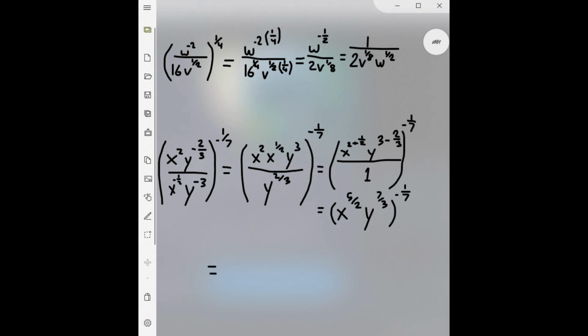And then, since the outer exponent, negative 1 over 7, is a negative, it will sort of flip our equation upside down, and it'll make the outer exponent now positive. And now multiply the outer exponent, 1 over 7, by the inner exponent.